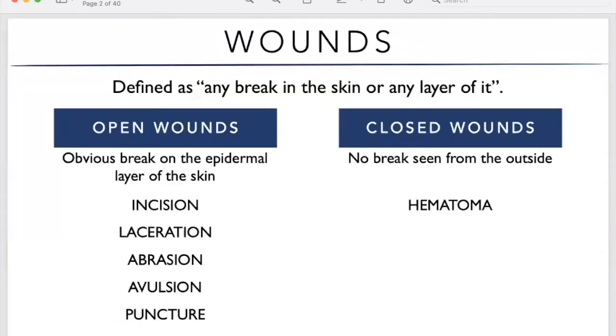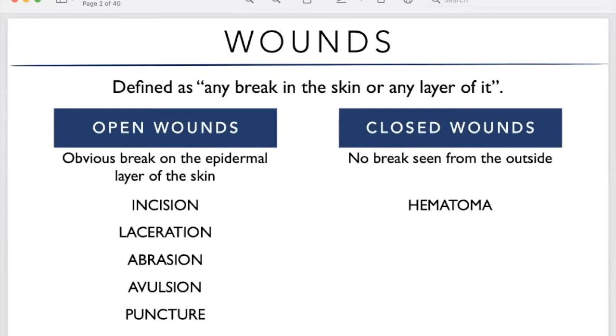Wounds are basically defined as any break in the skin or any layer of it. So go back to your histology. Ano ba yung mga layers ng skin from the most superficial? You have the epidermis, then you have the dermis, okay? And then you would have the hypodermis or subcutis, which will be comprised mostly of fat and some collagen tissue.